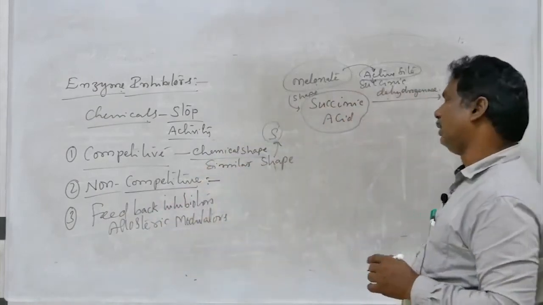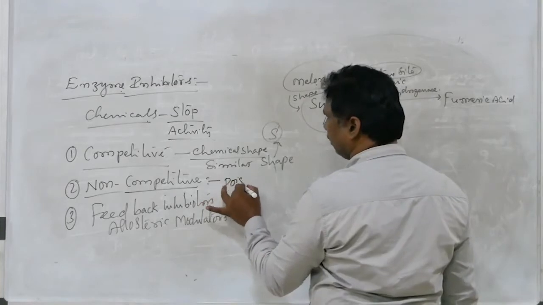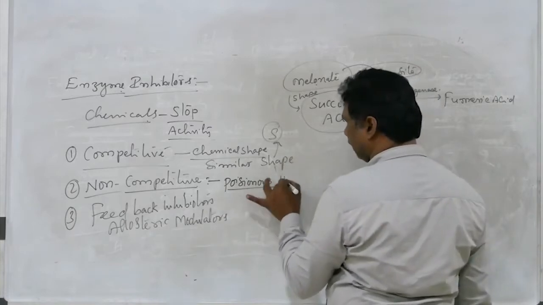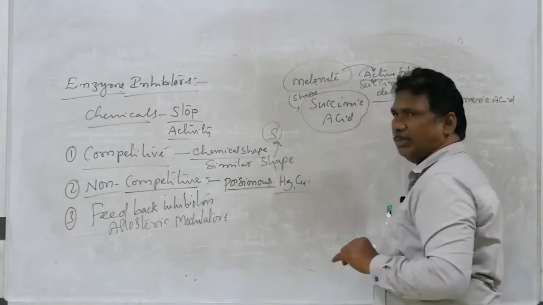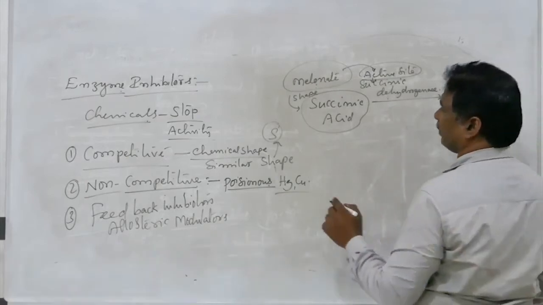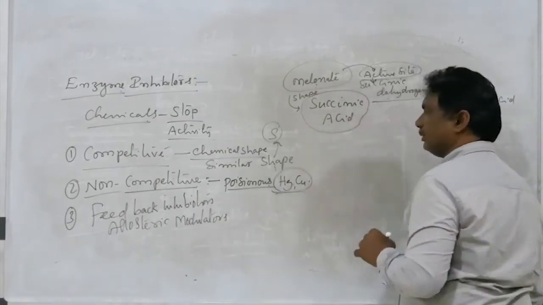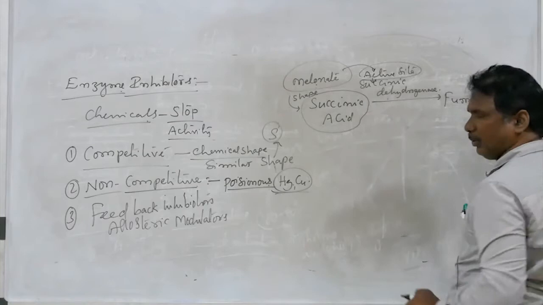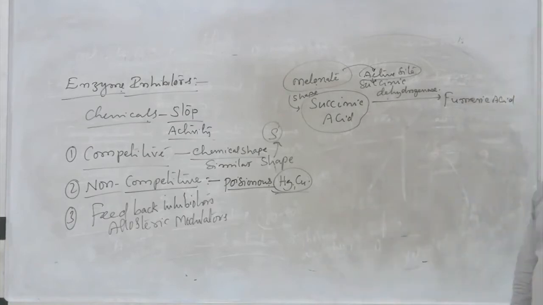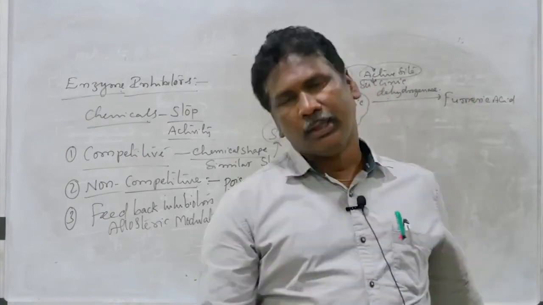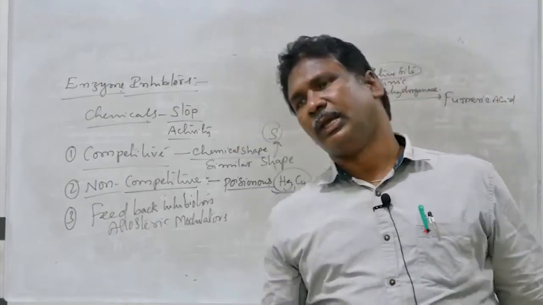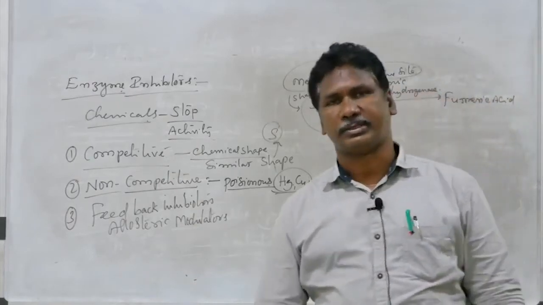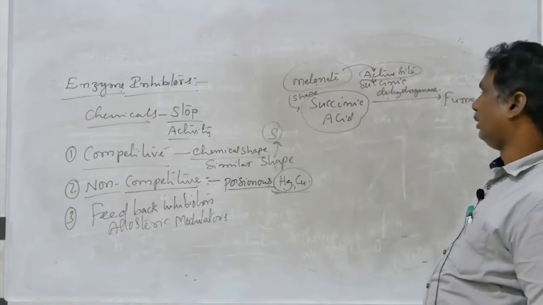These non-competitive inhibitors are nothing but some of the poisonous substances, some of the heavy metals like mercury, copper, silver, cadmium, etc. Those are the poisonous materials. They do not occupy the active site of an enzyme, but they are attached to a site other than the active site and inhibit the activity of the enzyme. Those are called non-competitive inhibitors.